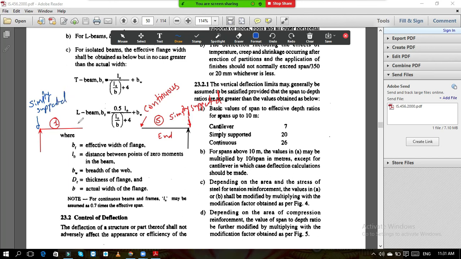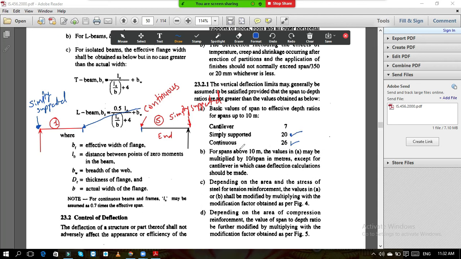Okay, and at this end now, this end is again continuous. So I can say that for the end panel, one end is continuous and another end is simply supported. Why am I telling you all these things, why am I telling you the logic? Because in the IS code they have told us that for simply supported the constant is 20, and for continuous the constant is 26.